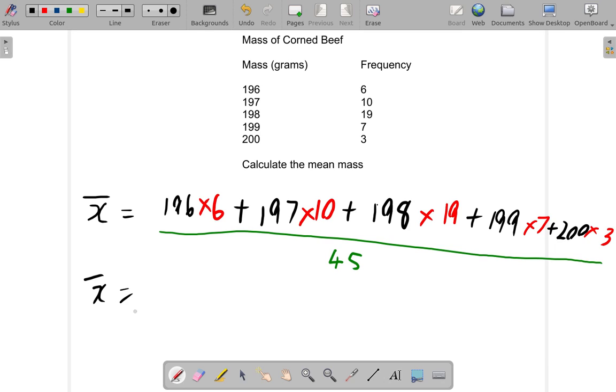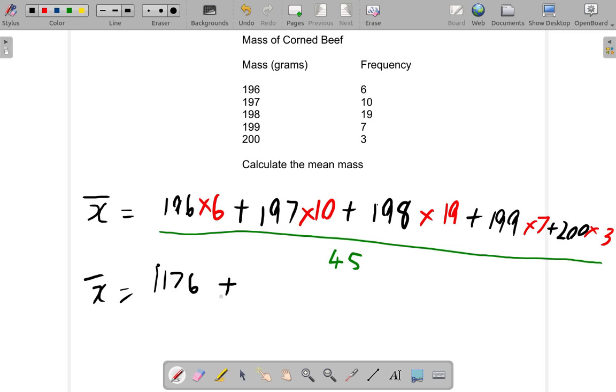So what I want you to do now is pause and finish this. Go. Alright, so you've paused and you've finished. What did you get for the answer? 196 times 6 is how much? You get 1176.